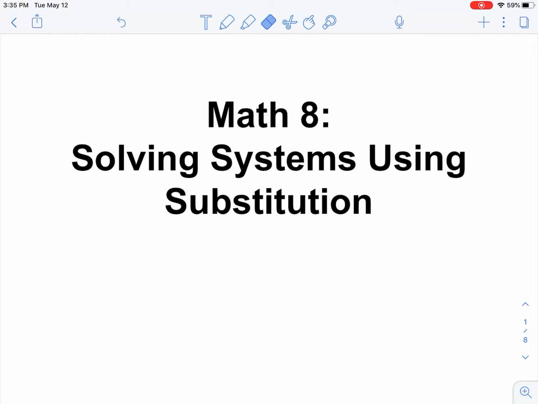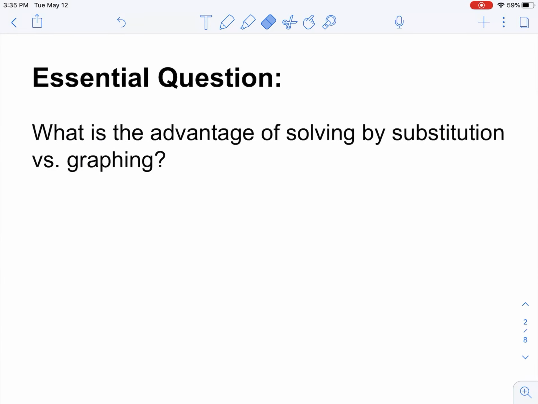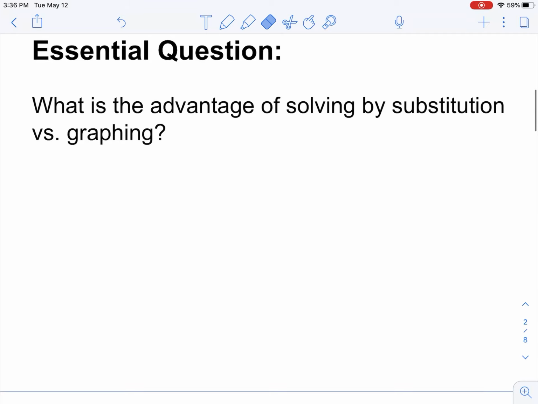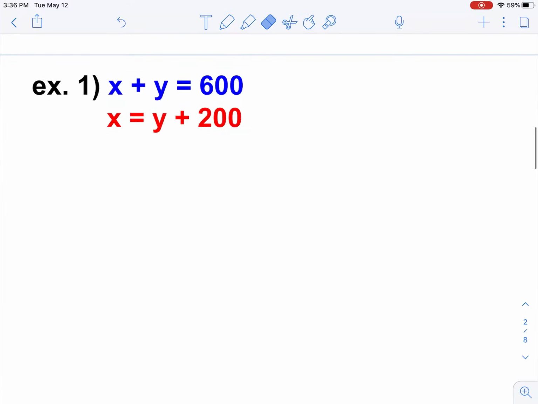Hi everybody. Today we are solving systems using substitution. On Monday we were solving using graphing, and today we're doing that second method, substitution. So our essential question is, what's the advantage of solving by substitution versus graphing? I hope to include some examples that'll give you some reasons why substitution can be a better method than graphing in some cases.